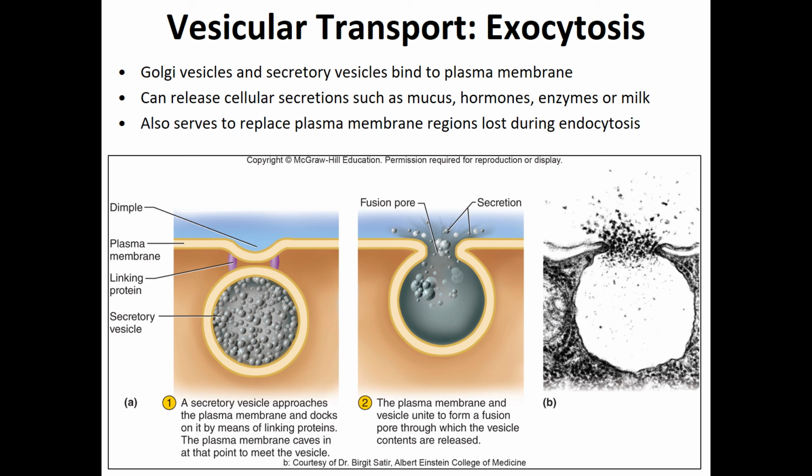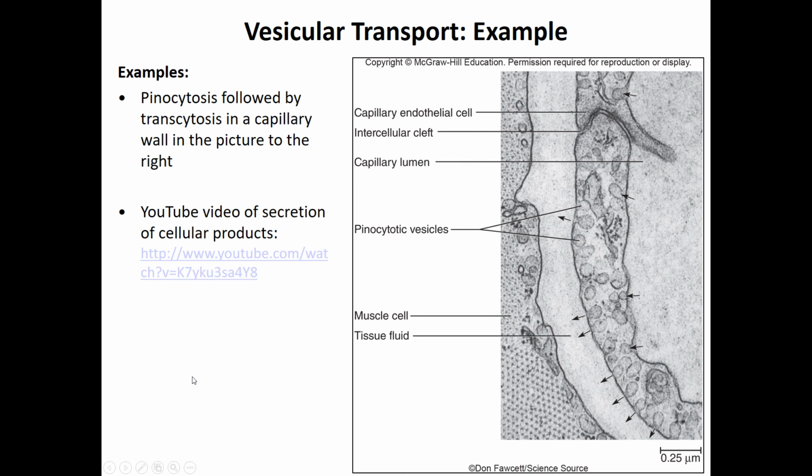Likewise, when you were reading about organelles like the rough ER and the smooth ER, which have the ability to replace missing components of the plasma membrane, this is how they would do it. They essentially just make a vesicle that can then travel towards the plasma membrane and embed within the plasma membrane to replace missing or damaged parts of the plasma membrane. And that's exocytosis. Here I show you examples of pinocytosis and exocytosis using a YouTube video.